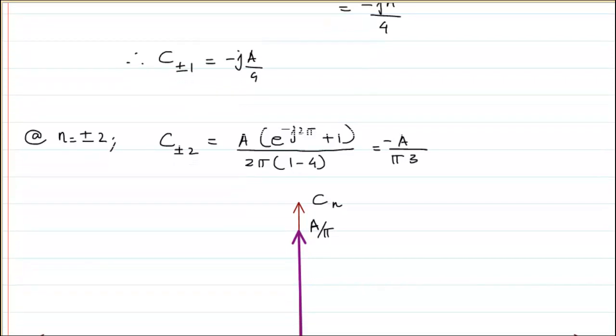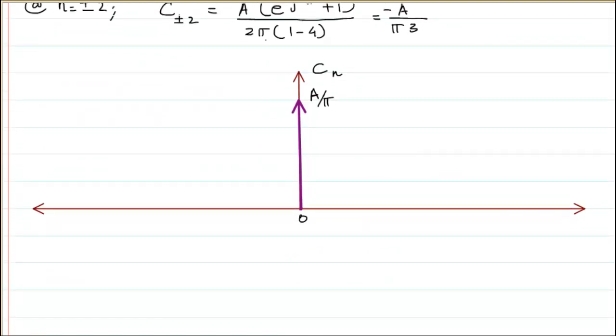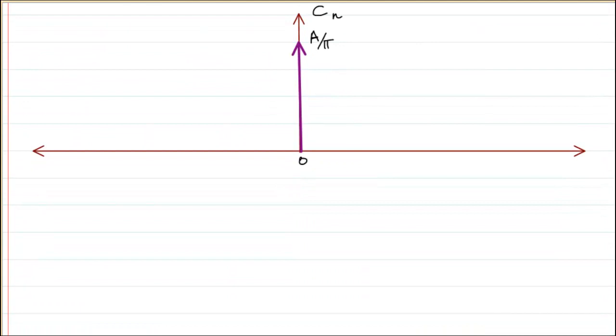Since it is j, that j part I am not going to draw here, but I'll just write it as minus j a by 4. So a by 4 is less than a by pi, so its height should be less than what we have just now drawn. So let me draw it something like this. The same I will draw in minus 1 also. This is minus j a by 4, this is also minus j a by 4.